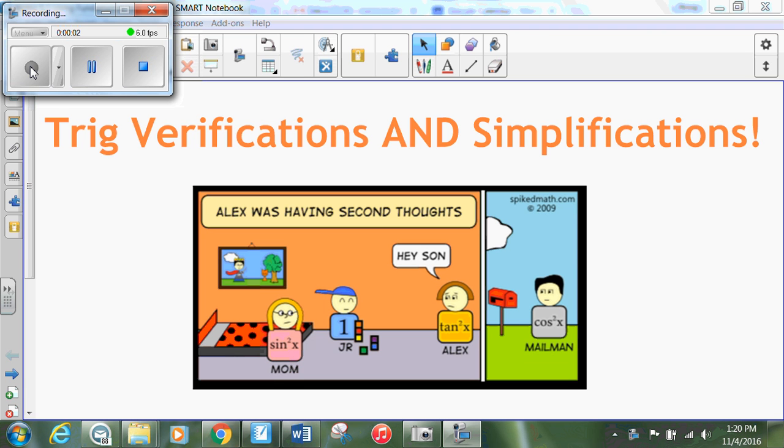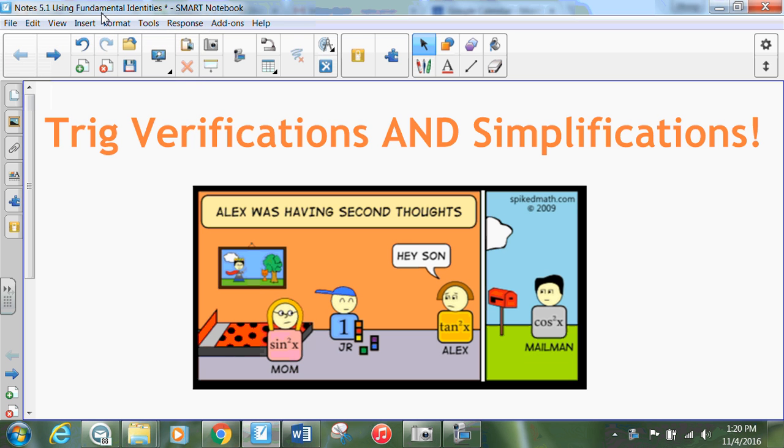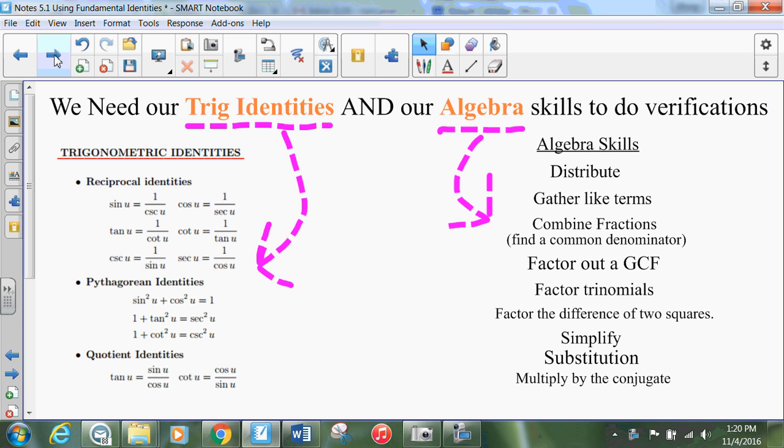Okay, here we go. We are doing a quick tutorial over 5.1 and 5.2 trig verifications and simplifications. Hope you enjoyed this little comic strip I found. All right, so what do we need to be able to do our verifications?